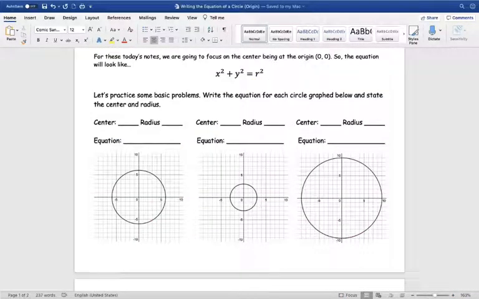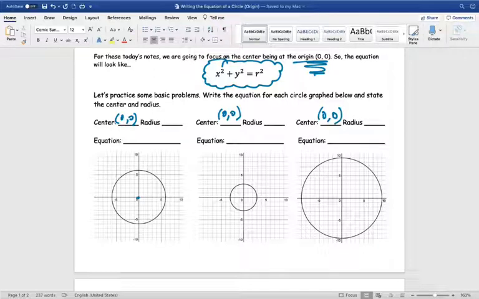Like I said, we are going to focus on when the center of the circle is at the origin today. So my equations today will look just like this: x squared plus y squared equals r squared. These first three are very basic. Every one of these, you can see that your center is at the origin, 0, 0. And in these pictures, it's pretty clear what the radius is.